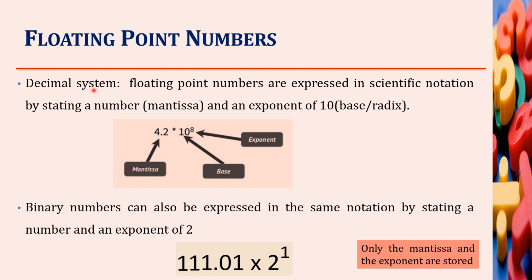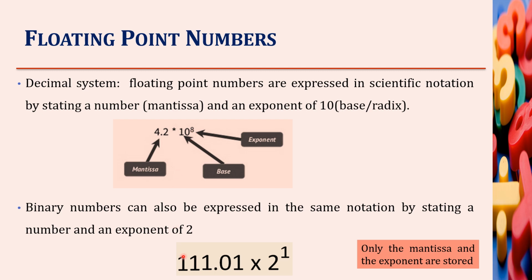In the case of the decimal system, the number can be represented with an exponent of base 10, whereas in the case of binary numbers, the number can be represented with an exponent of 2. Right? So in the number 4.2 into 10 power 8, this 4.2 represents the mantissa of the decimal number, and this 8 represents the exponent part.